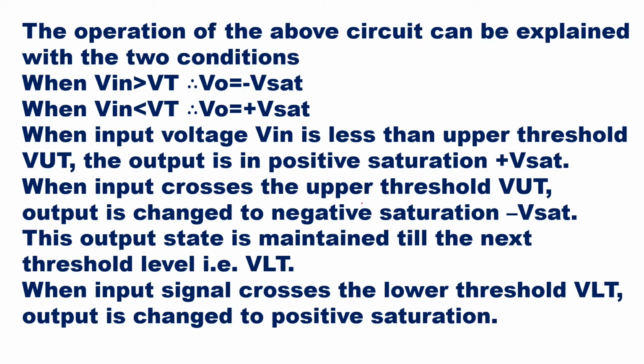So when input voltage V in is less than UTP, that is the upper threshold, the output is positive saturation. When the input crosses the upper threshold, the output will change to negative saturation. This output state is maintained till the next threshold level, that is VLT, the lower threshold voltage. When the input signal crosses the lower threshold VLT, the output is changed to positive saturation. This you can understand only if you see the waveforms.